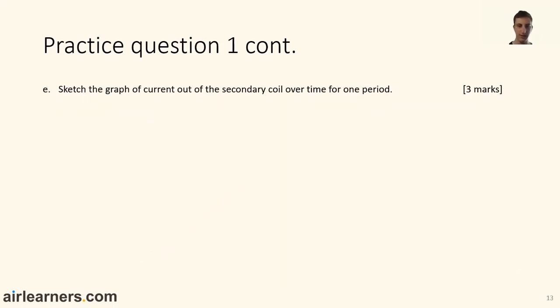Second last question: sketch the graph of current out of the secondary coil for 1 period, worth 3 marks, and it shouldn't take you any longer than 3 minutes.